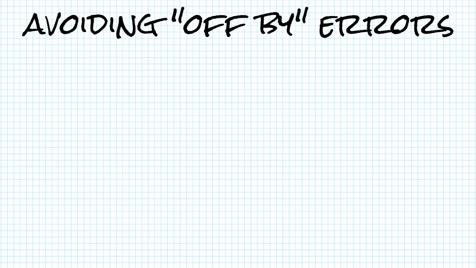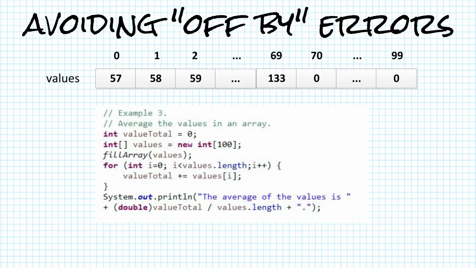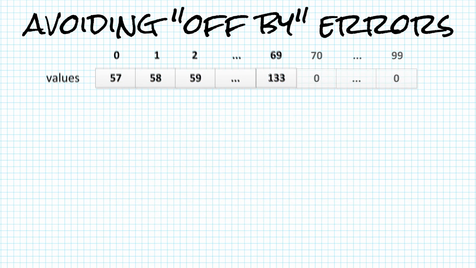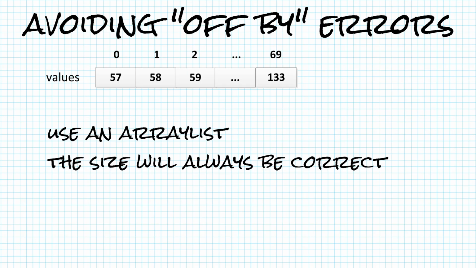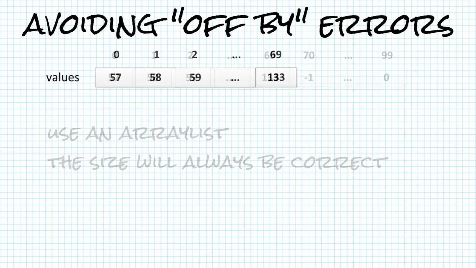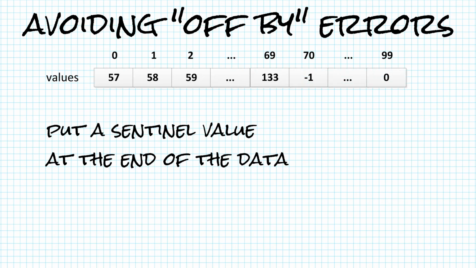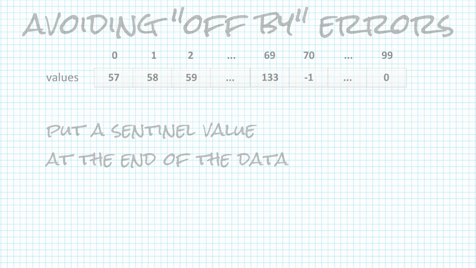What about the case of the partially filled array? One strategy is to use an array list rather than an array. That way, the size will be correct and there won't be any non-data elements in the array. Another option is to put a sentinel value at the end of the data and make sure you're totaling to the sentinel value and no further and dividing by the number of valid elements.